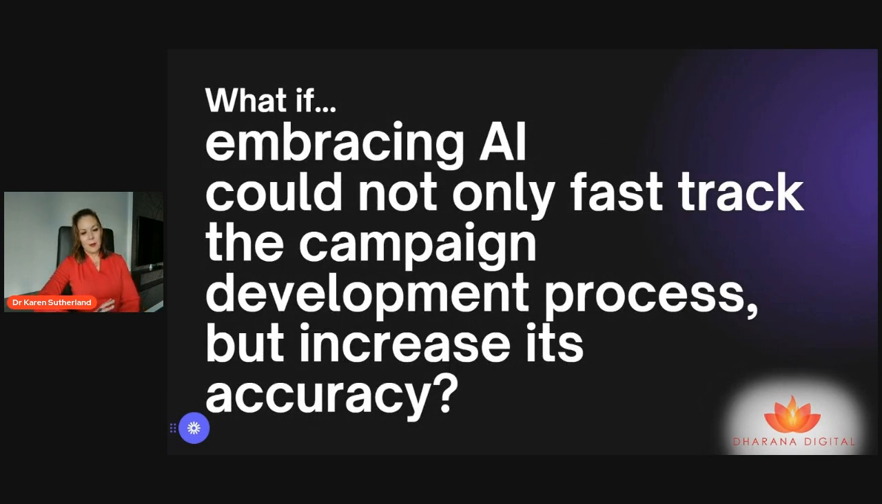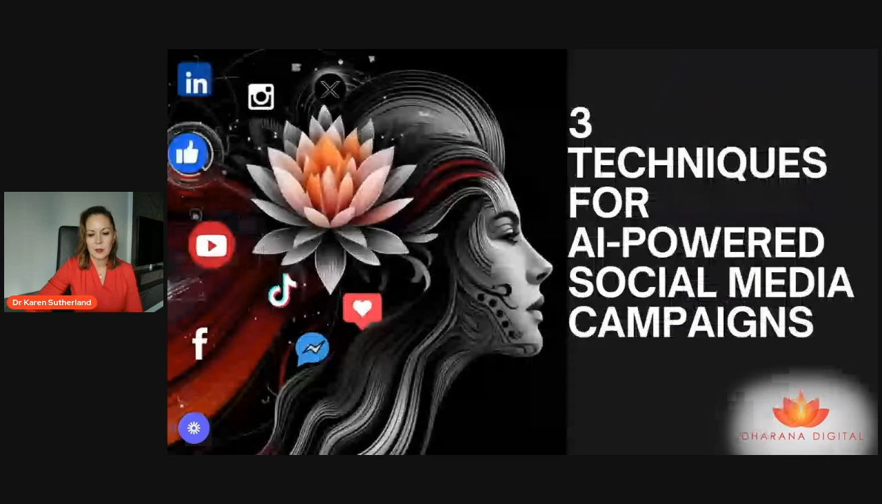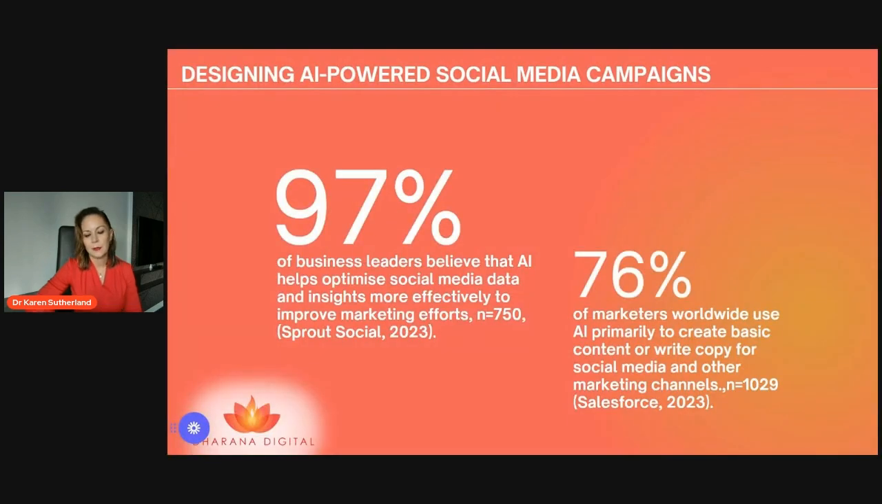Now, I pose this question to you. What if embracing AI could not only fast track the campaign development process, it can just unblock those feelings of unconfidence and being unsure of what to do. And by doing that, can also increase its accuracy, because the more that you know about your audience and how to use the platforms, the more accurate your campaigns are going to actually be. And it's really important to know that and know how to use it. In this session, we're going to focus on three different ways you can do that.